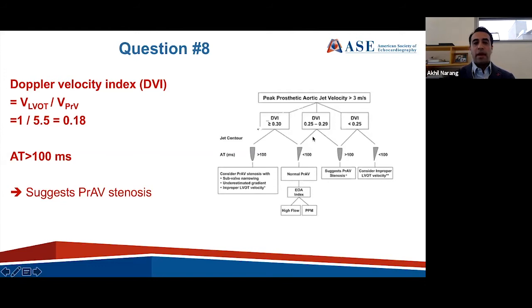Since we have a number that's low, 0.18, we go to the right side of the flow chart here. The next thing we want to look at is the acceleration time. In this particular situation, we were given an acceleration time that's over 100 milliseconds. So if we follow the algorithm, we have a DVI of less than 0.25. We have an acceleration time of greater than 100 milliseconds. And this gives us an answer that suggests prosthetic aortic valve stenosis. So this is how we arrive at this answer. Very important to understand this flow chart and the cutoffs for DVI and for acceleration time when evaluating patients with prosthetic valves.